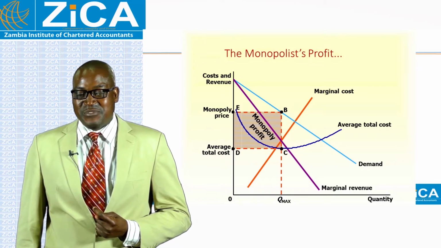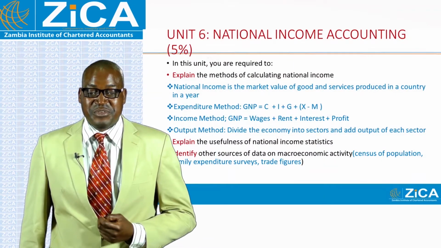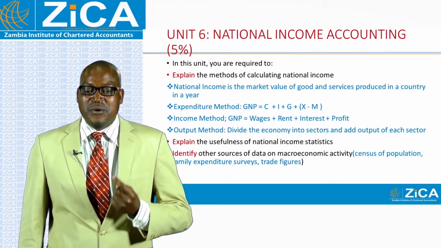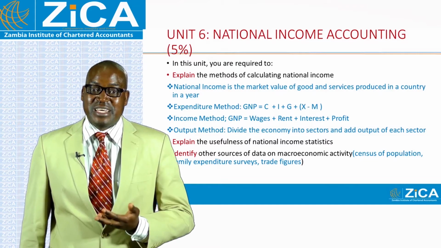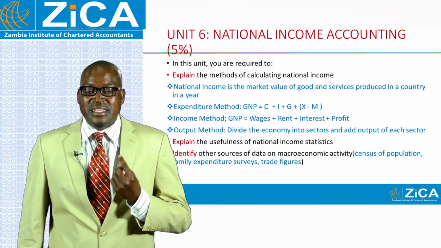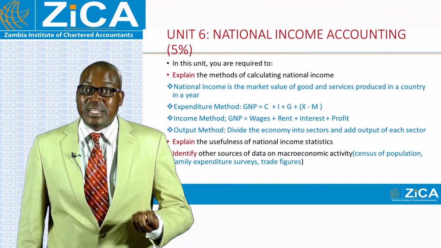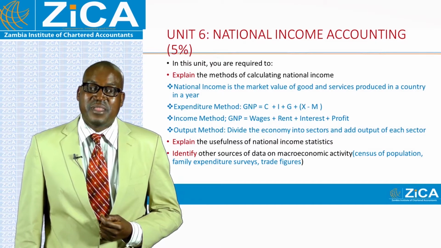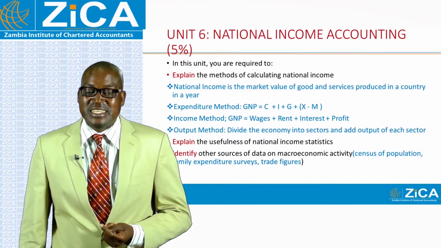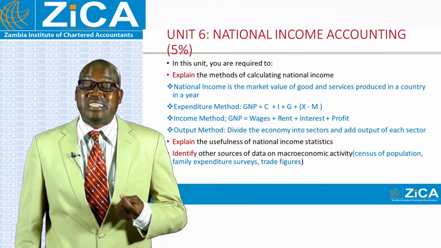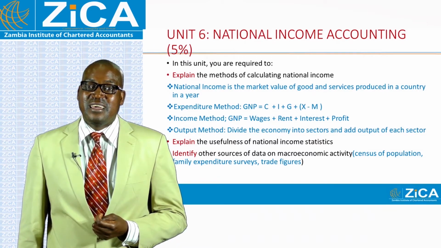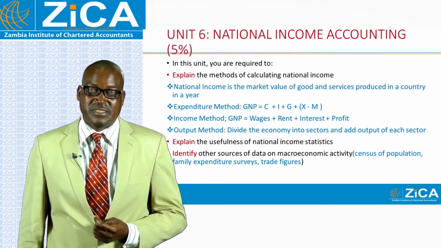Let's move on to the macroeconomics part, starting with unit number 6, which deals with national income accounting. What are we required to understand here? By the way, the rating for this particular topic is just 5%. We are required to understand what national income accounting is, how it is measured, and once we understand how it is measured, we also need to understand the limitations of national income accounting and the reasons why national income accounting is carried out by countries.